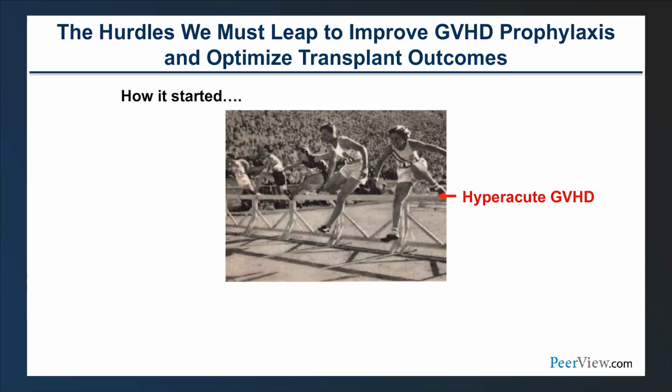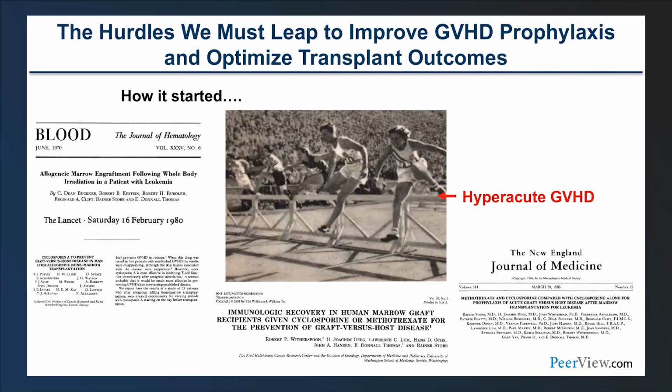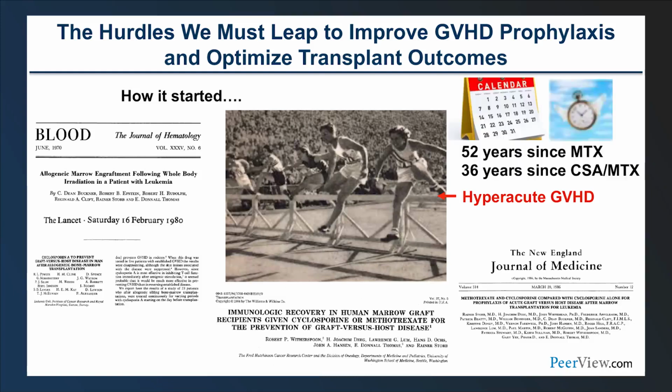Well, if you're on the grams, you know a lot of people do how it started, how it's going. Well, how it started was when transplant first started, people had to overcome the huge hurdle of hyperacute GVHD, which killed almost all transplant patients. There were a number of publications that introduced both methotrexate and calcineurin inhibitors, but when you think about how long it's been since these have been introduced, it's pretty surprising. It's been 52 years since the first paper about methotrexate in GVHD prophylaxis, and 36 years since we started using cyclosporin or CNIs and methotrexate. And clearly, we have a lot of room to grow still.